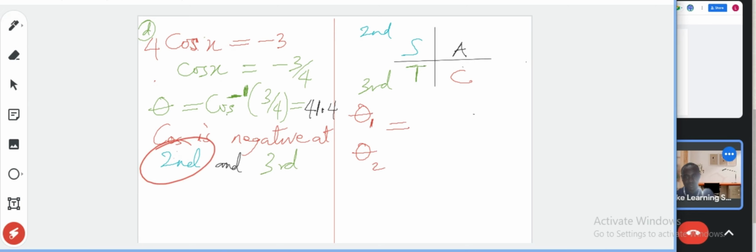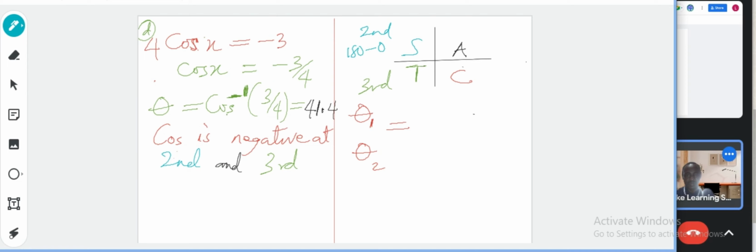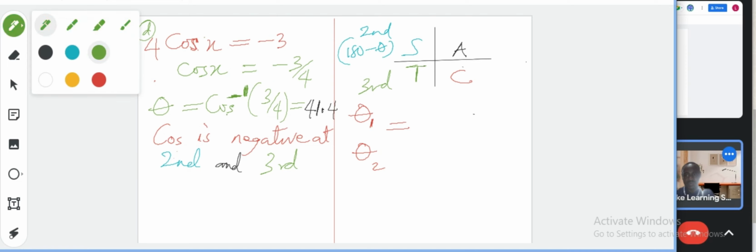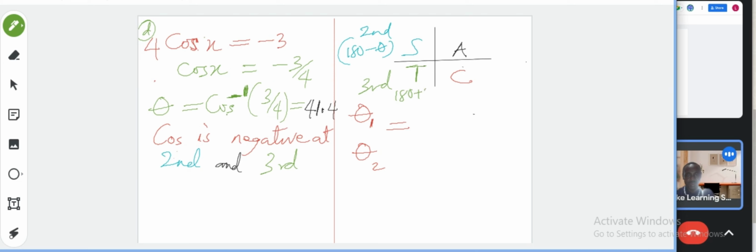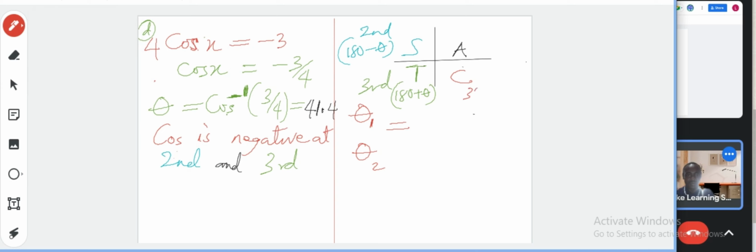Remember, theta 1 is in the second quadrant, where cos is negative, and cos is negative in the second and third quadrant. So in the second quadrant, what do we normally do? Should I remind you? In the second quadrant, we do 180 minus theta. In the third quadrant, we do 180 plus theta. In the fourth quadrant, we do 360 minus theta. You need to remember all these things. So what are the answers? Please answer, and let's respond immediately.